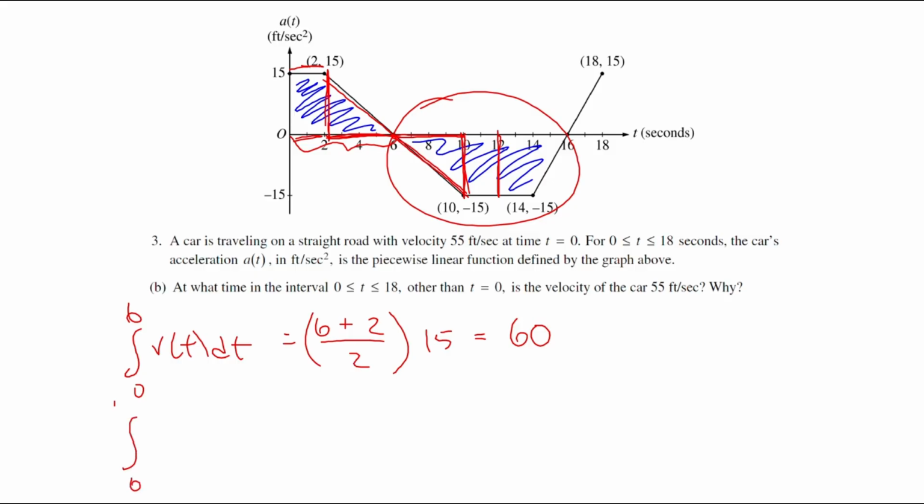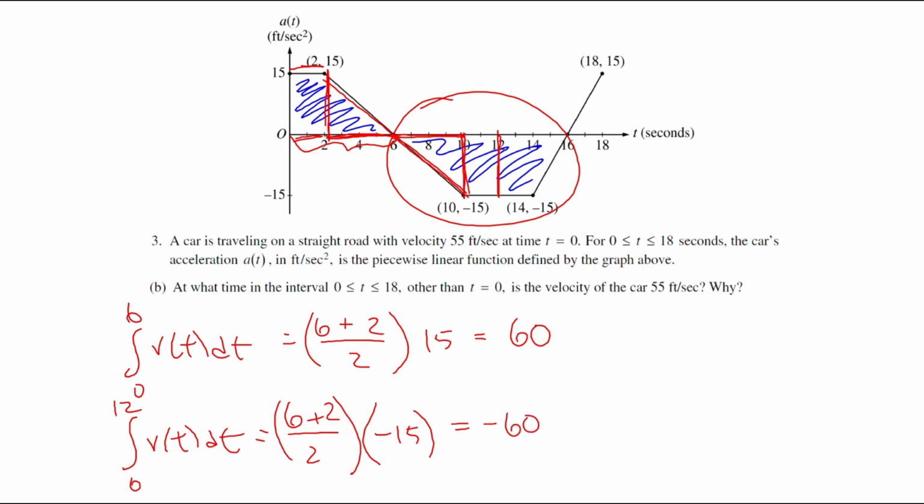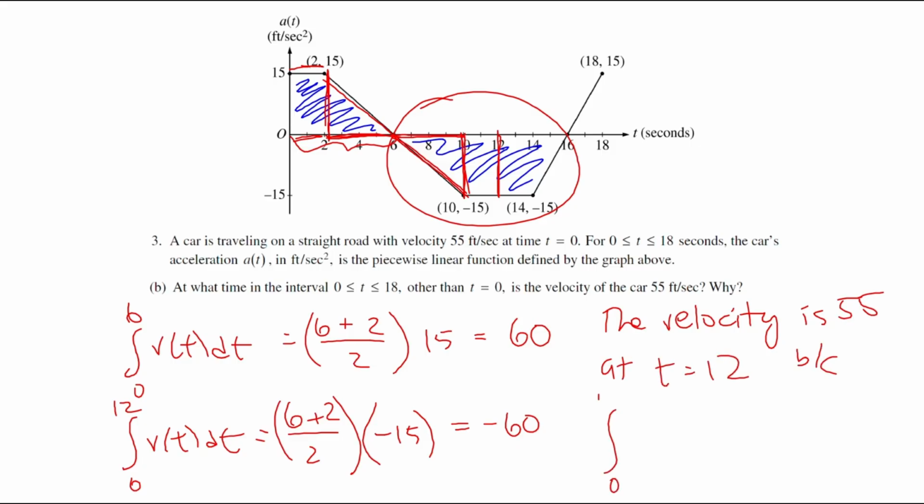If we do the integral from 6 to 12 of v of t dt, we're going to have 6 and 2 again as our 2 bases. And this time we're going to be multiplying by negative 15. Right? And so we get negative 60. And so we can say the velocity is 55 at t equals 12, because the integral from 0 to 12 of, not v of t, of a of t is equal to 0.